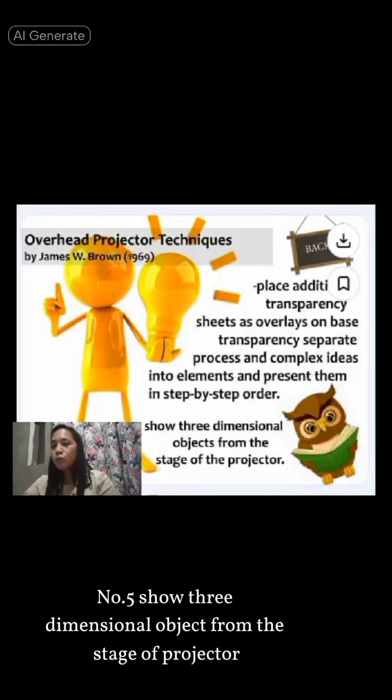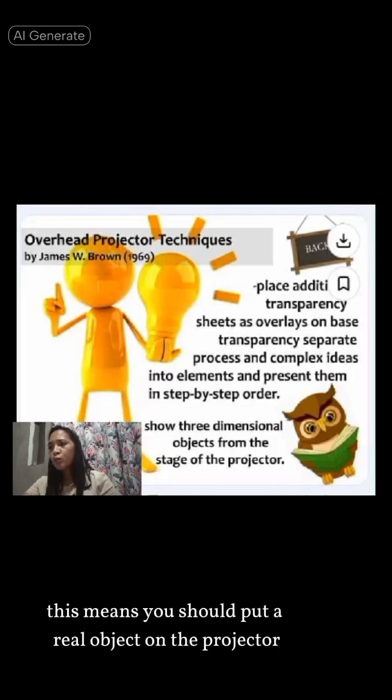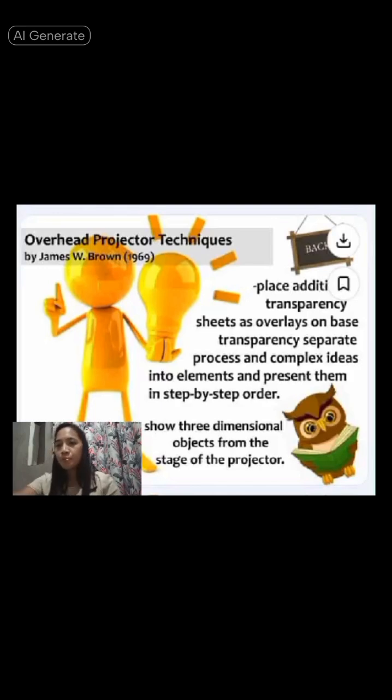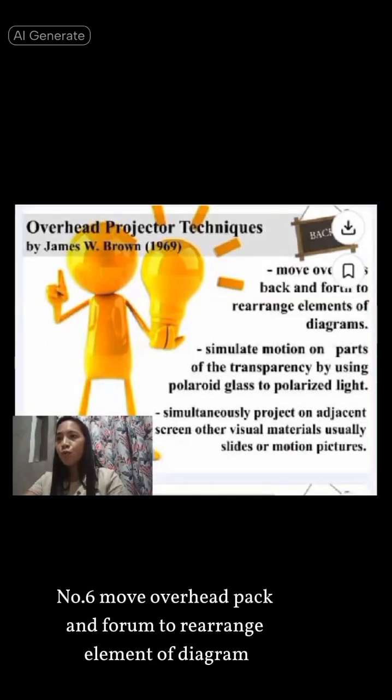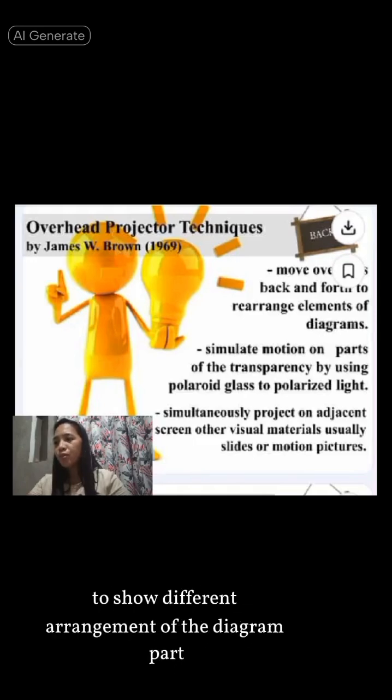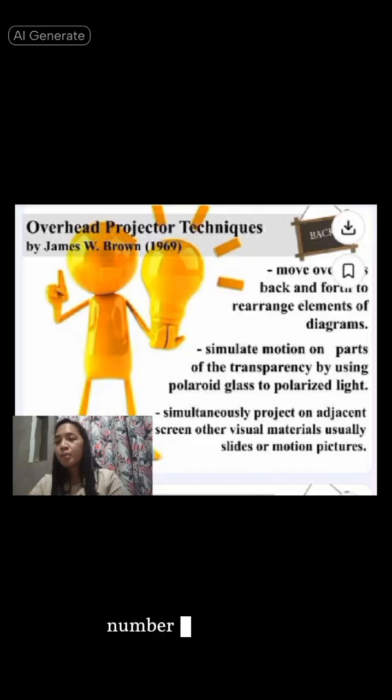Number 5: Show a three-dimensional object from the stage of the projector. This means you should put a real object on the projector so its shadow appears on the screen so everyone can see. Number 6: Move the overhead back and forth to rearrange elements of the diagram. Move the transparency on the projector to show different arrangements of the diagram parts.